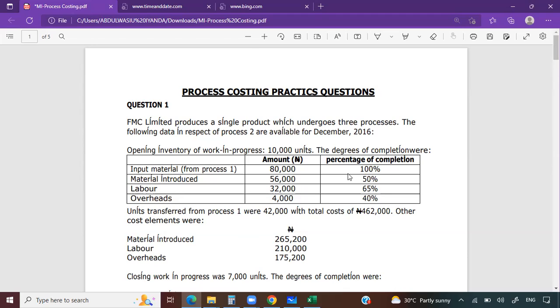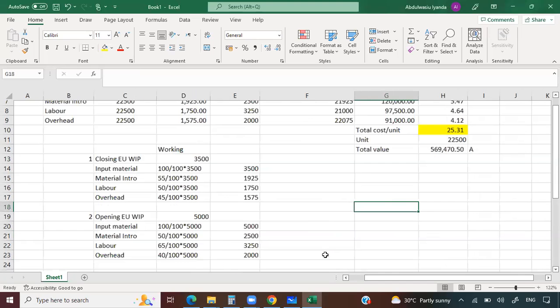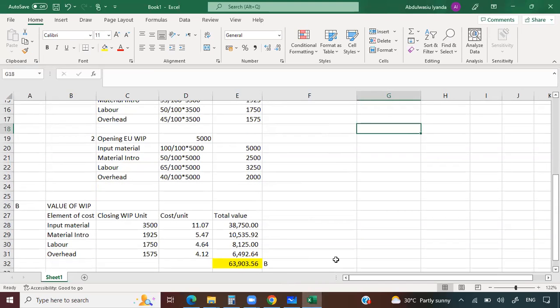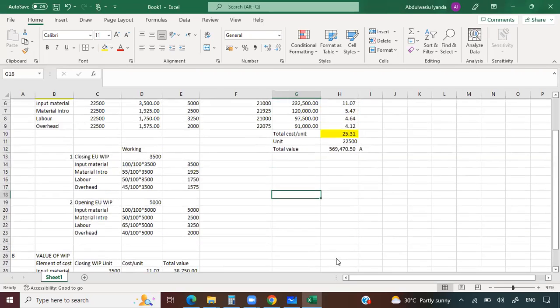Sorry, sir, before you go. Yeah, go. Process 2: how did we get the 564 in the solution? I was trying to. Okay, I think I've seen it. All right, I'll share this one as well to the group.